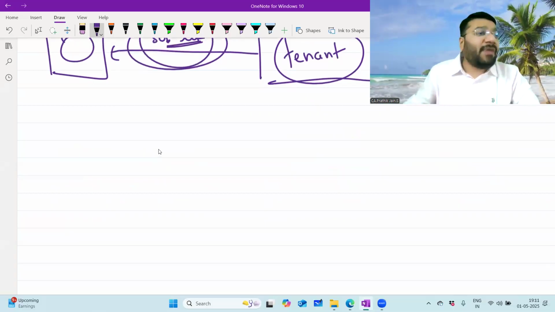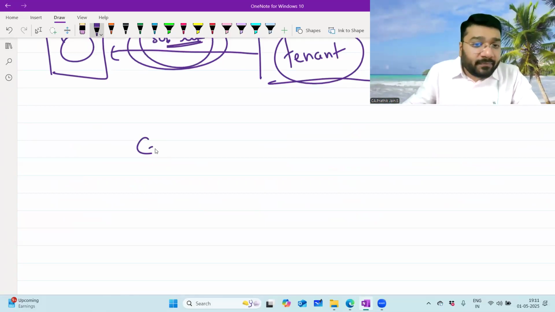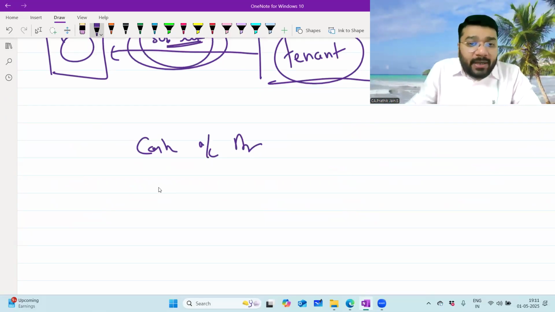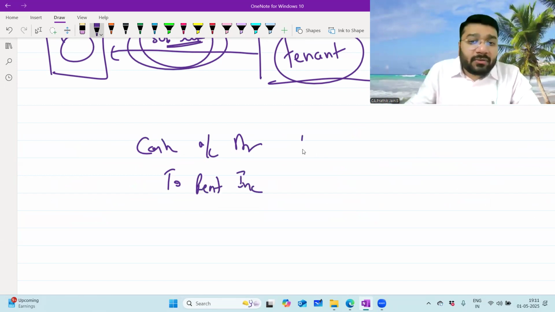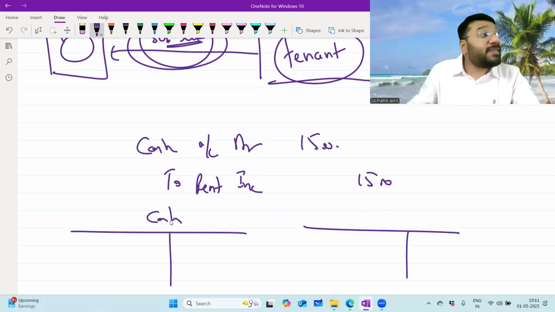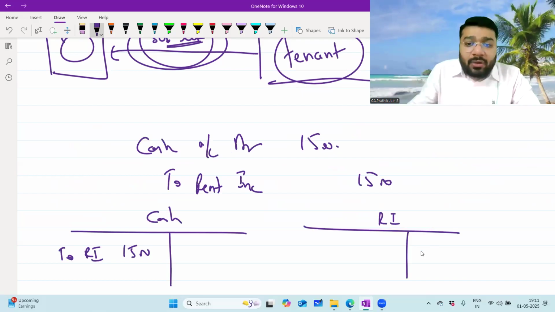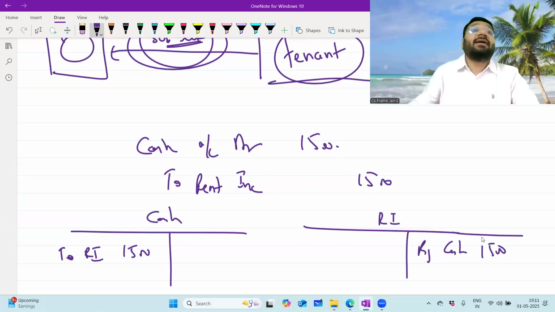This money, if I am receiving from the subtenant, what is the entry? Cash account debit to rent received or rent income. How much? 1,500. While posting, I will post in the cash account, which side? Debit side, to rent received or rent income 1,500. And in the rent income account, by cash how much? 1,500. Which side? Credit side.